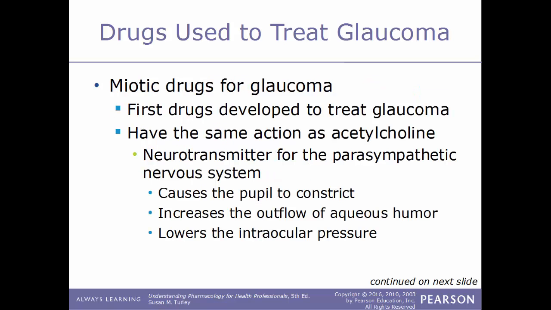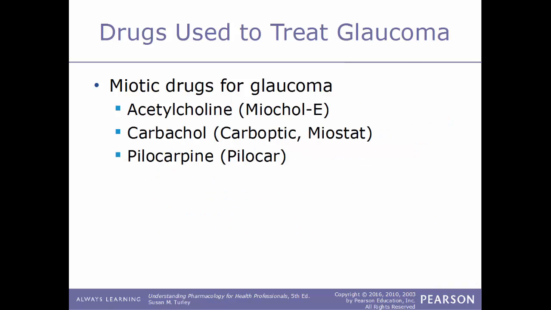Another class of drug that can be used to treat glaucoma are miotic drugs. And these were the first drugs that were developed to treat glaucoma. And these have the same action as acetylcholine, which is a neurotransmitter found in the parasympathetic nervous system. And this class of drug will cause the pupils to constrict, which will increase the outflow of the aqueous humor. It will lower the amount of intraocular pressure. Here's some examples of this class of drug: of course, acetylcholine, which is sold under the trade name Miochol-E; carbachol, which is sold under the name Miostat and Carboptic; and pilocarpine, which is sold under the name Pilocar.